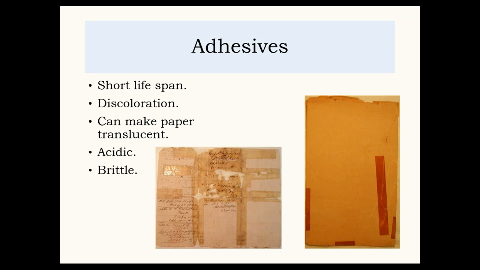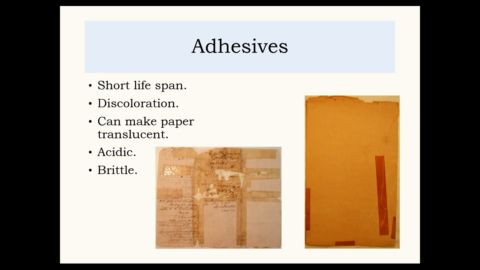Now, the interesting thing about hide glue is that being made out of an organic substance, it is also trying to decay, and as it decays, it discolors, and so it can stain papers. Also, like vellum, being made out of hide, it's hygroscopic, and it can absorb moisture, and moist hide glues can attract insects. And if it's really dry, it's going to become brittle and crack, which means pages can fall out of books.